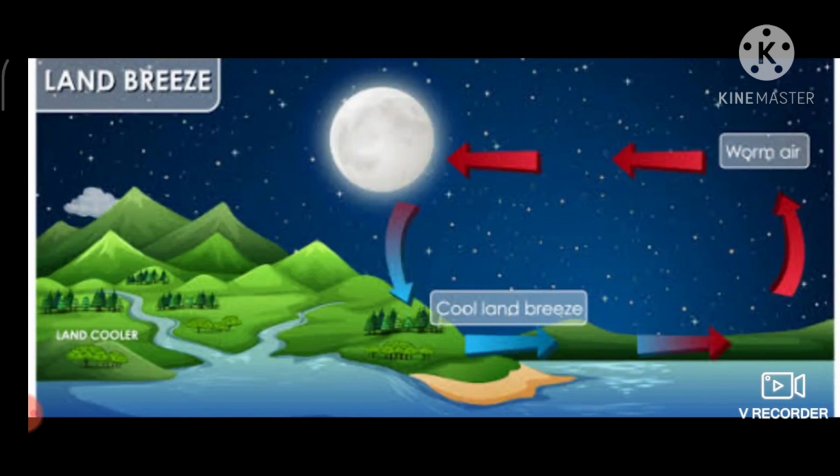Here also the same process takes place when the transfer of heat is going on. The cool air upon the land will move towards the warmer air of the sea, and warmer air upon the sea level will move towards the cool air of land. So here also the same process takes place. Warmer air moves towards the cool region and cool air moves towards the warmer region.